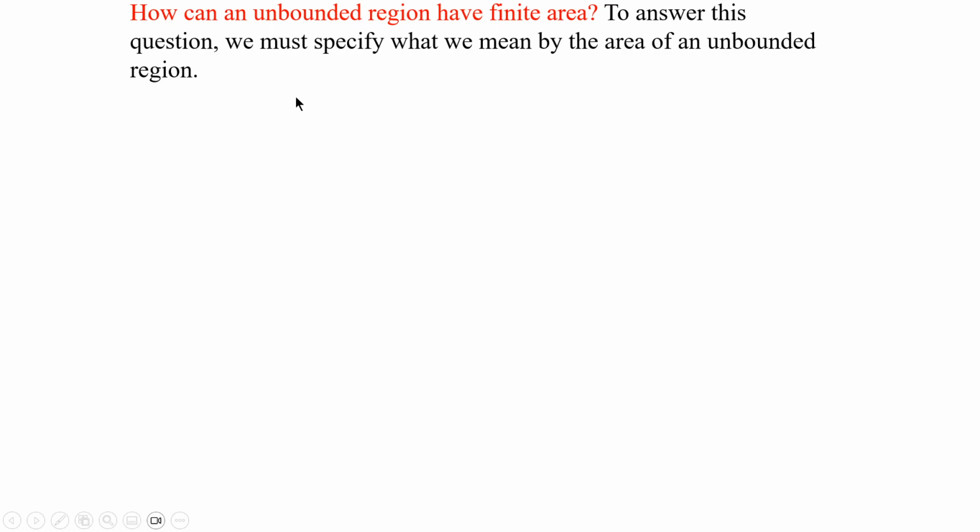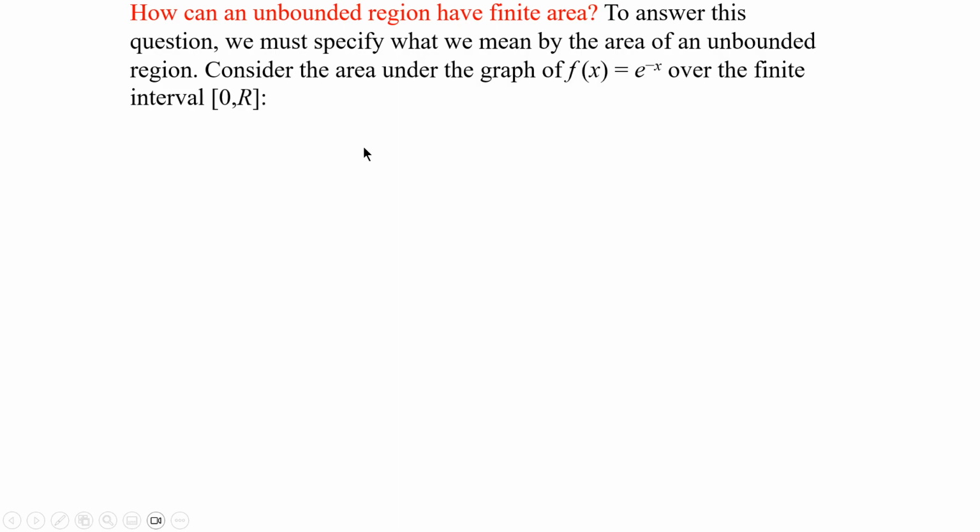To answer this question, we must specify what we mean by the area of an unbounded region. Consider the area under the graph of f of x equals e to the negative x over the finite interval 0 to r. That's a closed interval. So here's my curve, y equals e to the negative x, and my lower bound is 0, my upper bound is r. That area looks pretty finite to me. So let's figure out what this would be.